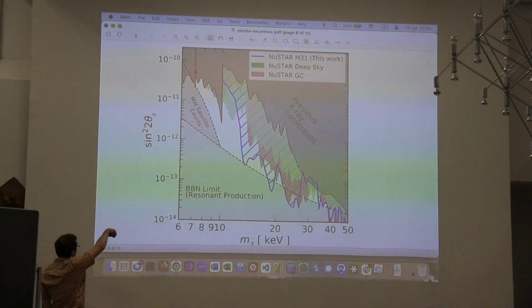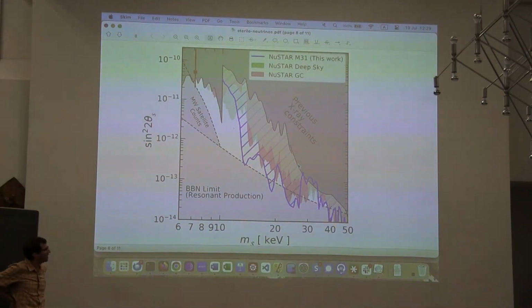And all these colored regions coming down from the top are constraints from these monochromatic X-ray searches. The white region is essentially the parameter space that is still not ruled out from the point of view of these searches. So you see that the parameter space there is not too large.